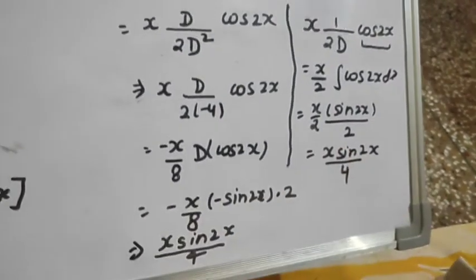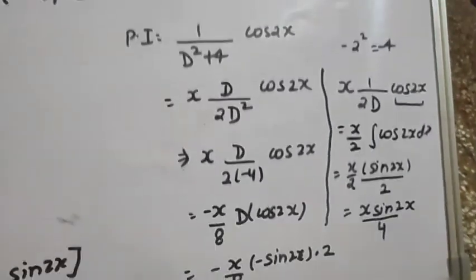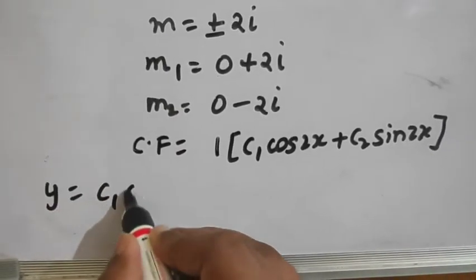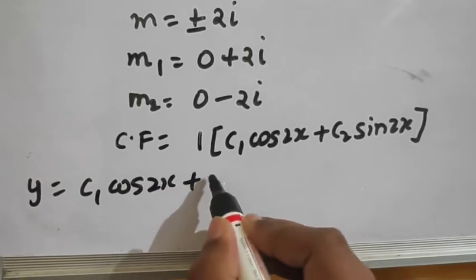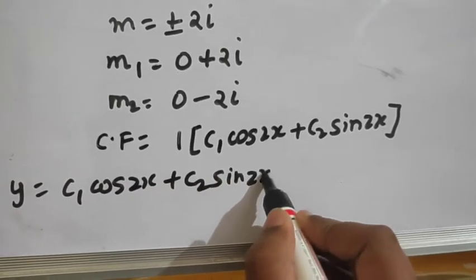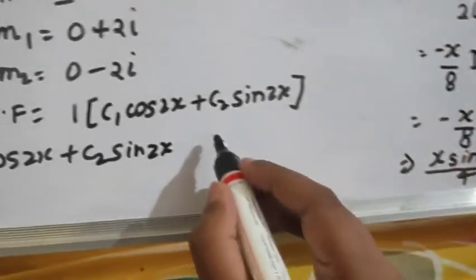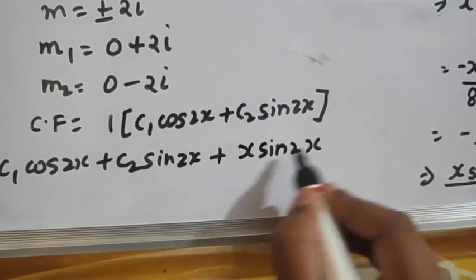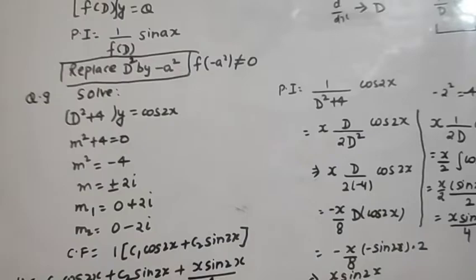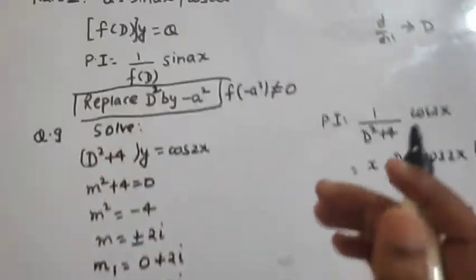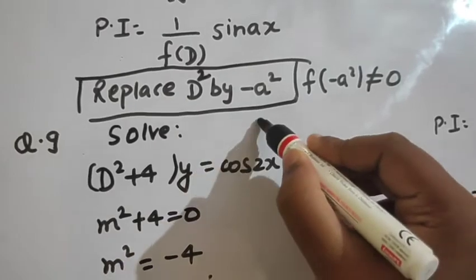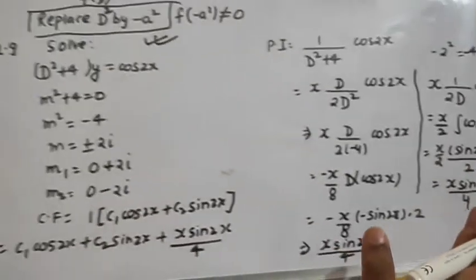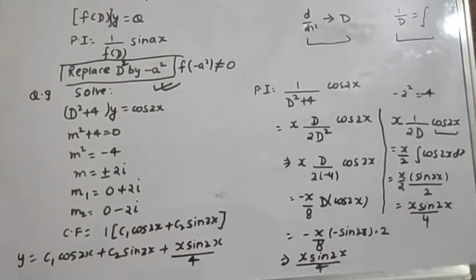So you can use either of the two approaches. We have found the particular integral, and we have found the complementary function, so we can write the final answer as c1 cos 2x plus c2 sin 2x, plus the particular integral, which came out to be x sin 2x divided by 4. I hope you understood this question. The basic funda was to replace D squared by minus of a squared, and use these things wherever necessary. Just as usual, let's solve one more question after this.